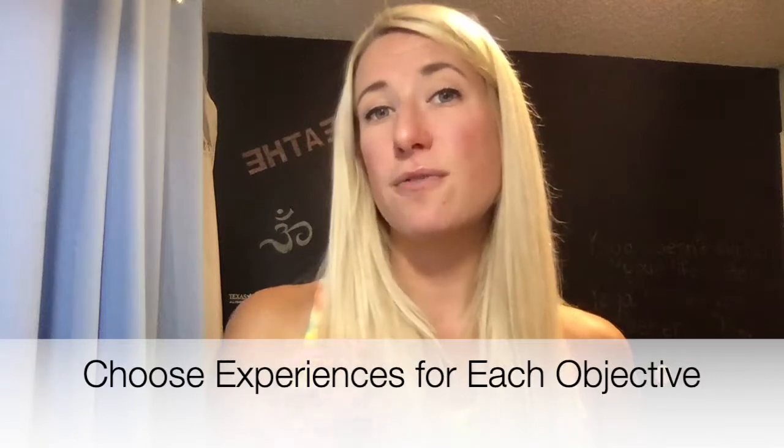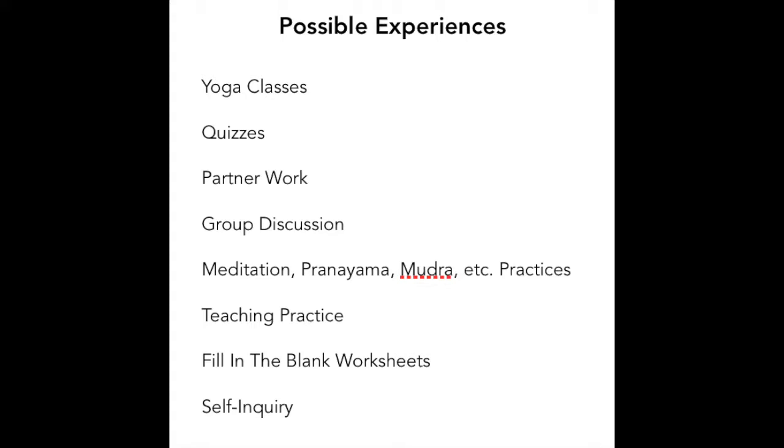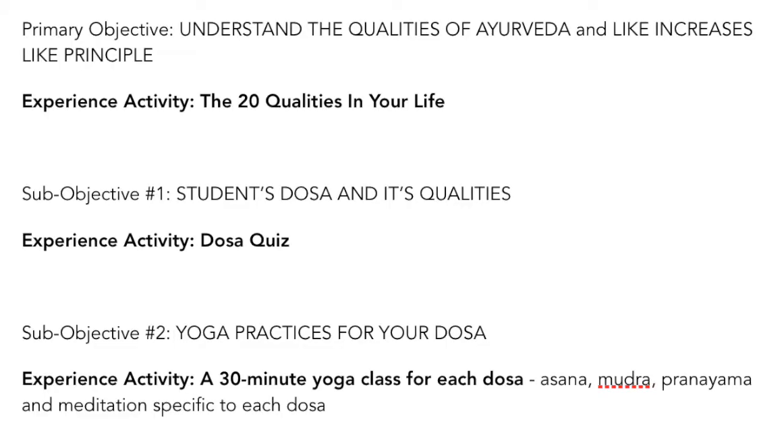Choose experiences for each workshop objective. This is the fun part. There are lots of different ways to add experiences in your workshop. Here's some examples: yoga classes, quizzes, partner work, group discussion, meditation, pranayama, mudra practices, teaching practice if you're working with yoga teachers, fill in the blank worksheet, self-inquiry. The options are endless, y'all. So look through your workshop and choose what experiences you want to provide for each workshop objective. Here's my example for my Ayurveda for Yoga Teachers workshop.